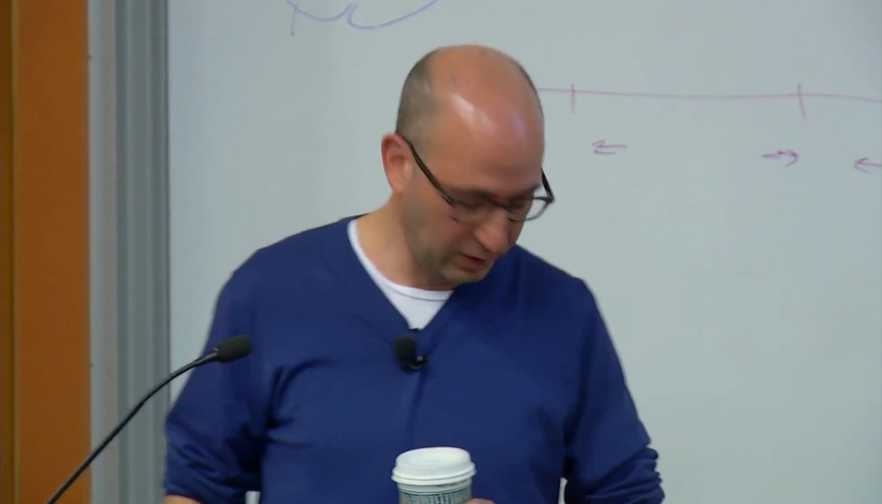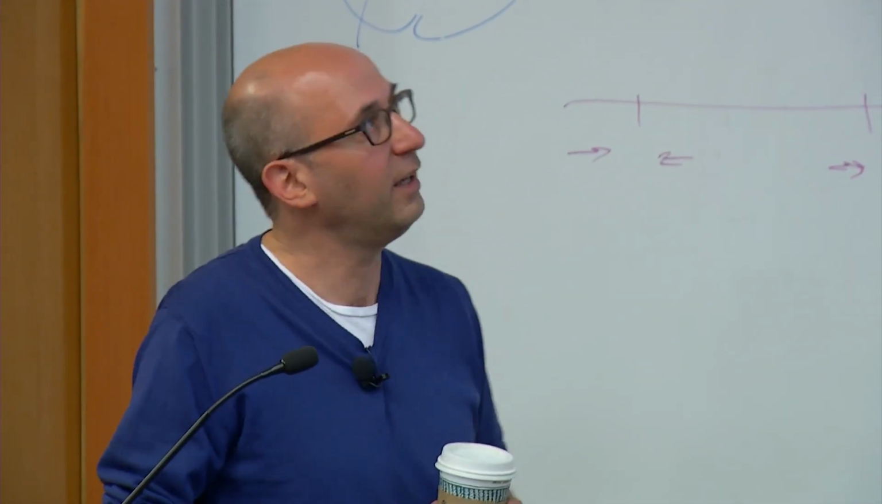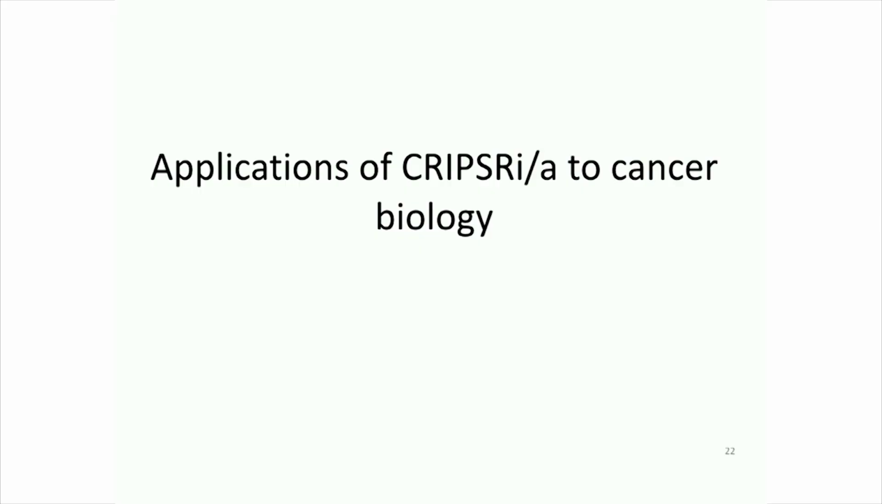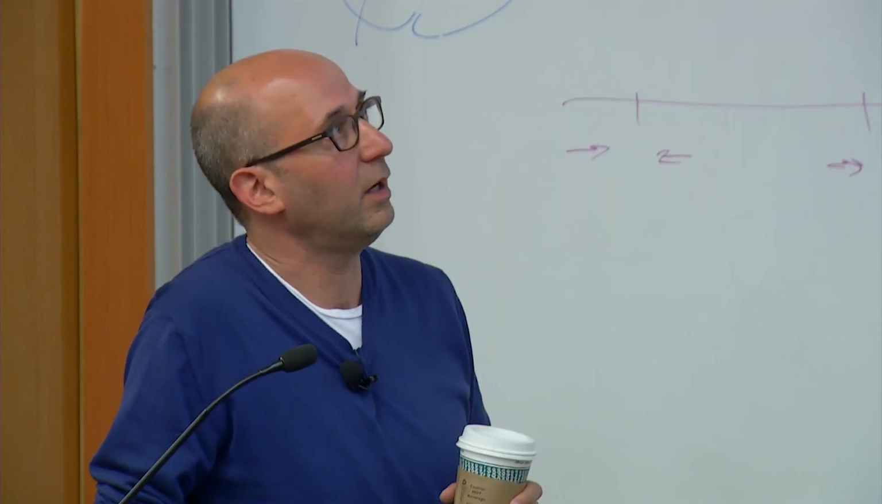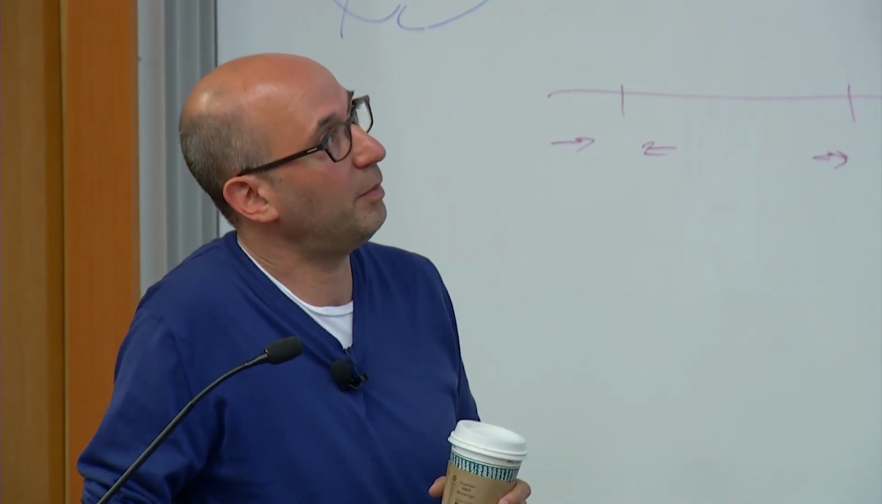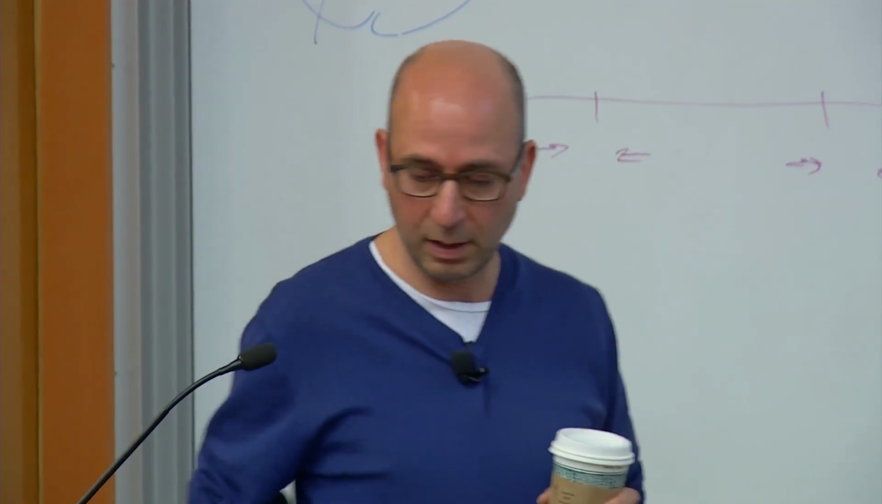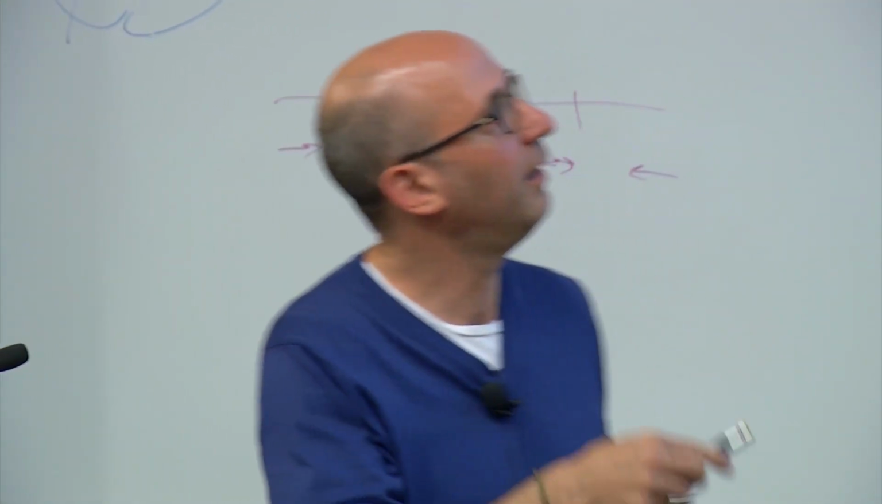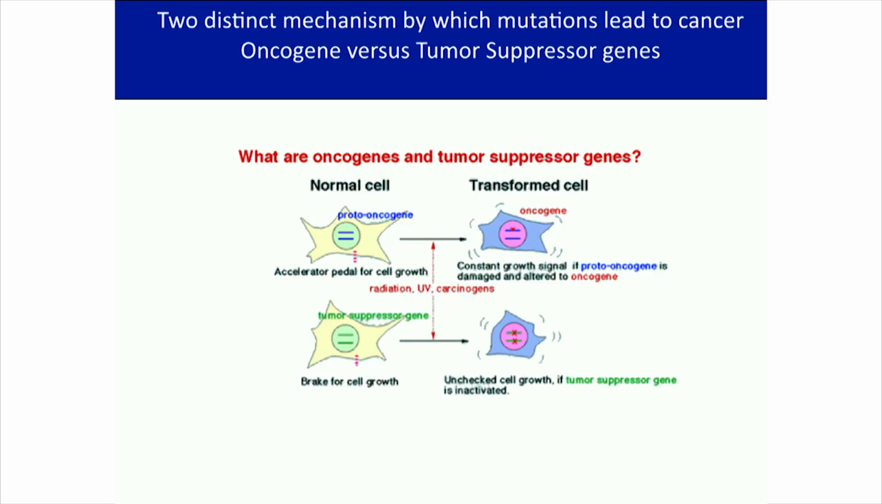So just take the remaining 15 minutes or so to talk about a few applications of CRISPR-I and CRISPR-A to cancer biology. I should say, I think CRISPR cutting type screens would also be similarly applicable. And conceptually, we can think of two different types of genetic causes of cancers have been identified.